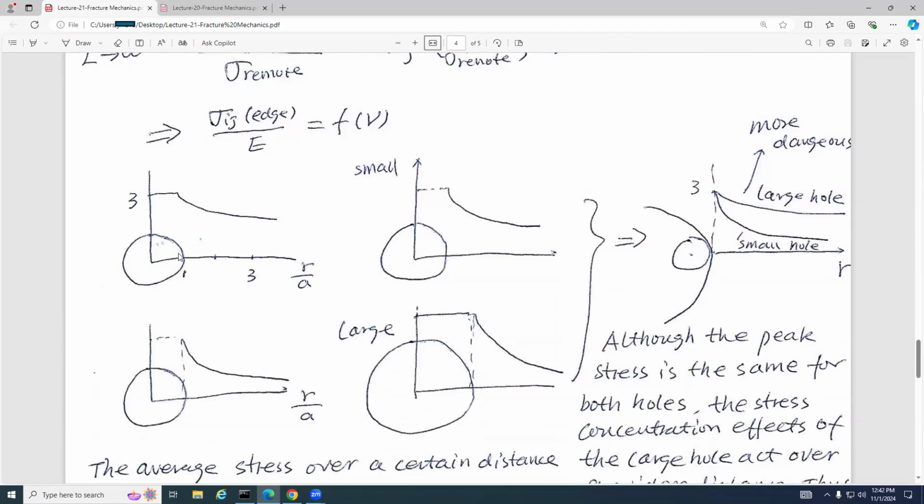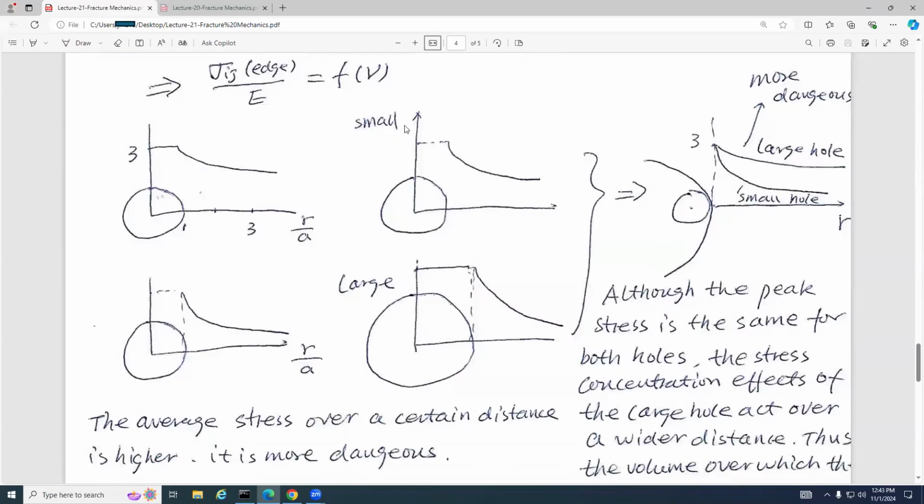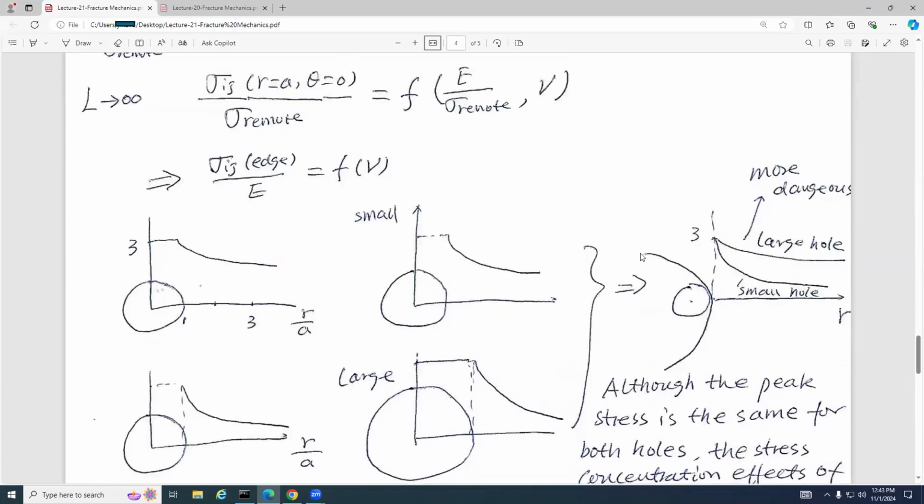Here is R over A, so this is the x-axis, R over A. Here is the SCF, stress concentration factor. Here is 3, and then it goes down just like a parabola. This is the small hole, and for the large hole, it also goes down. You can see this one. Here is the large hole, and here is the small hole.